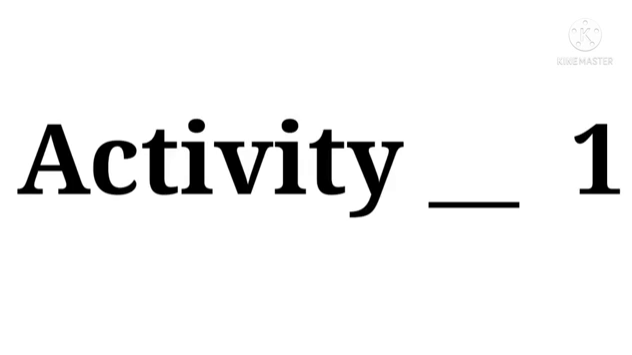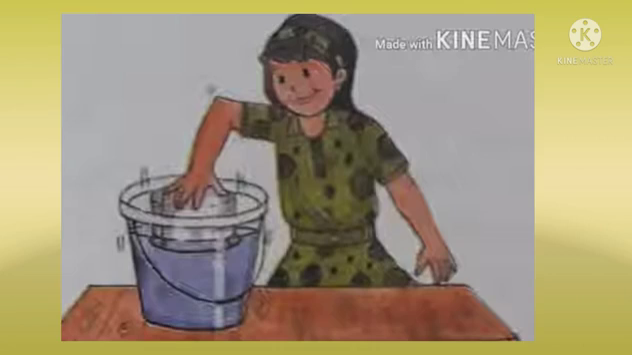Now students, we will see activity 1. First, take water in a big container. Then take a small narrow container. Hold it upside down on the surface of the water and without tilting it, push it down into the water. After that, now allow it to tilt.